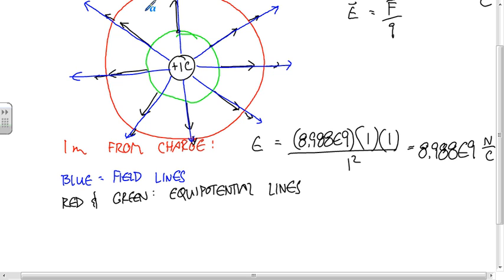Okay, so who has a strategy for figuring out whether the green or the red is the higher electric potential? Well, I thought closer is going to be at the higher electric potential.